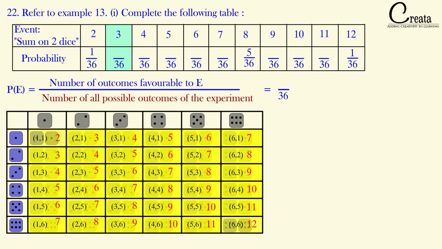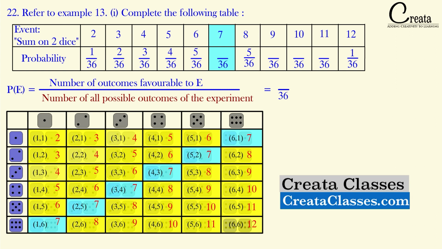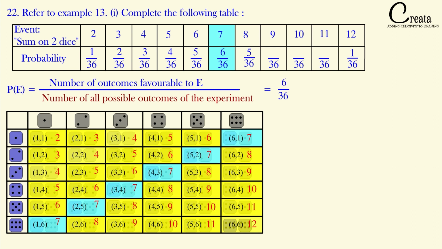Let's take the second case, that is the addition as 3. We got 2 cases where addition is 3, so the probability is 2 by 36. Let's take the case number 4. We got 3 total cases where the addition is 4. So the probability is 3 by 36. Similarly, for the addition 5, 4 cases, probability is 4 by 36. Addition as 6, total cases 5, so the probability is 5 by 36. 7, here the number of cases are 6, so we got the probability as 6 by 36.